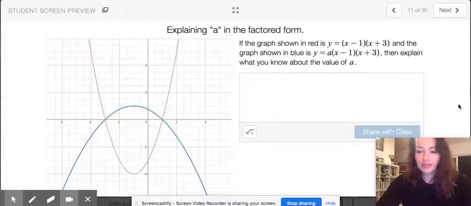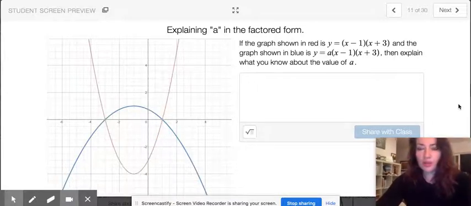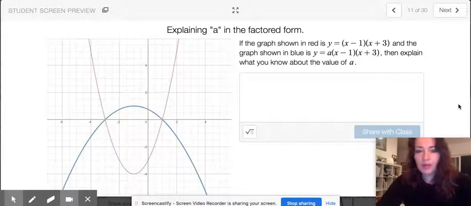Hi, so this is the second video, continuing on to slide 11. It says the graph shown in red is y equals (x minus 1)(x plus 3), and the graph shown in blue is y equals a times (x minus 1)(x plus 3). Explain what you know about the value of a.